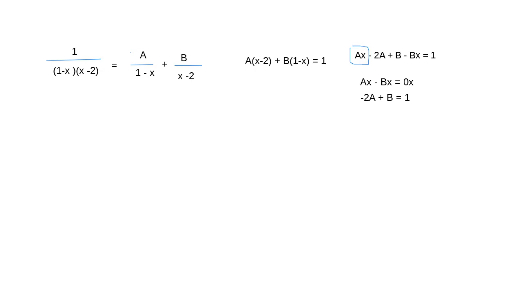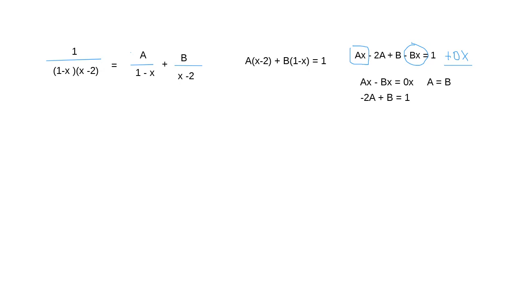We have the x term: Ax minus Bx equals 0x, because there's no x term on the right. And the constant term: negative 2A plus B equals 1, because we basically matched up the left-hand side and the right-hand side. So this one tells us A minus B equals 0. That means A equals B, right? It means A equals B.